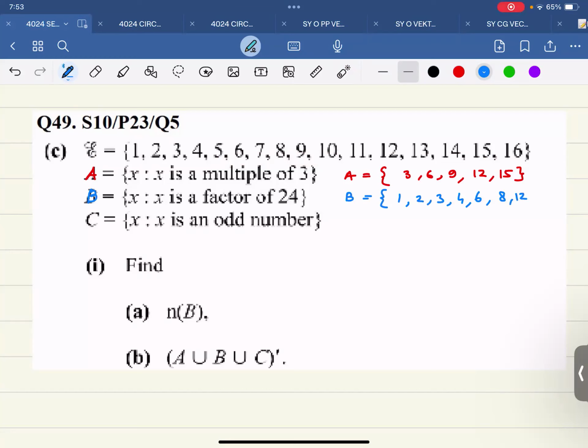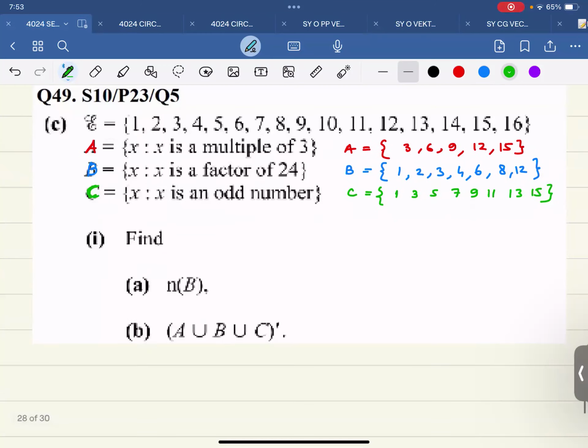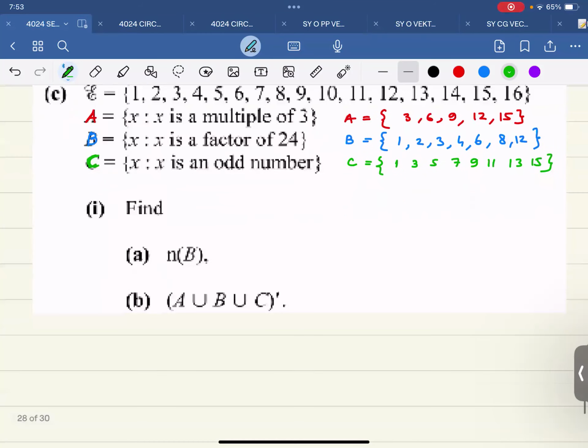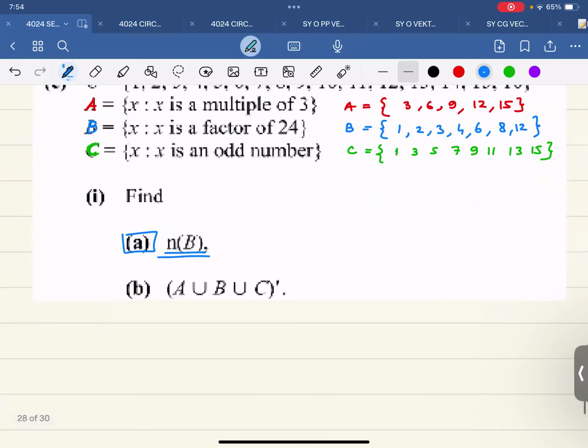Yes, and I think that's it. These are the factors of 24 from this thing. What about C? C is that X is an odd number. So that is 1, 3, 5, 7, 9, 11, 13, 15. That is it. First of all, we are interested in number of elements in B. How many elements are there in B? 1, 2, 3, 4, 5, 6, 7. So this is 7.